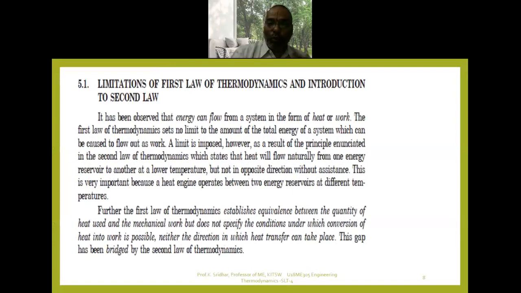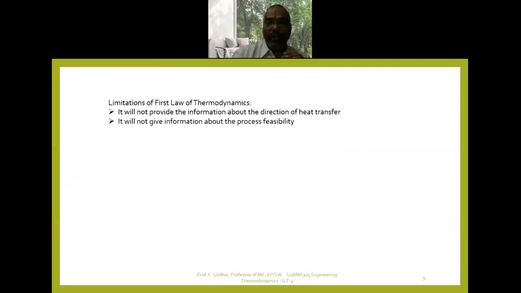That's why, to overcome these two important limitations, we go for the second law of thermodynamics. The first one is the direction of heat transfer. The second law of thermodynamics is given by two statements: one is known as the Kelvin-Planck statement and the second one is known as the Clausius statement. These two statements take care of these two limitations of the first law. The first limitation, the direction of heat transfer, is given by the Clausius statement.